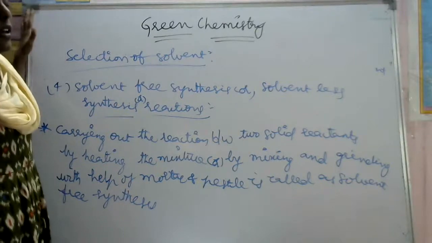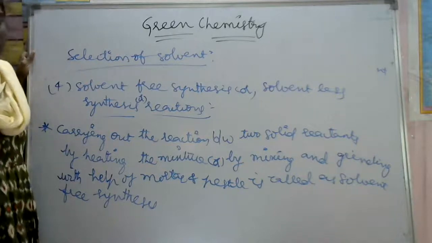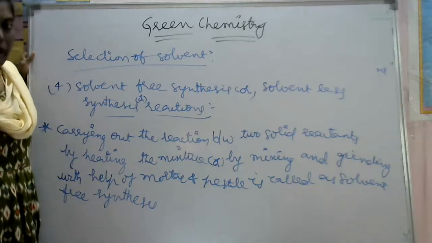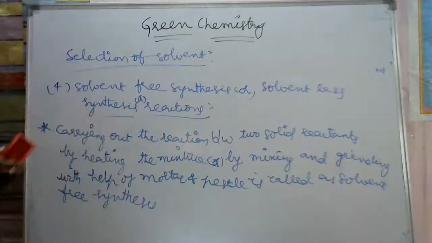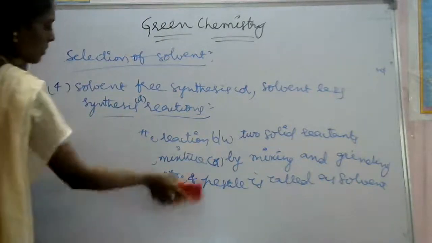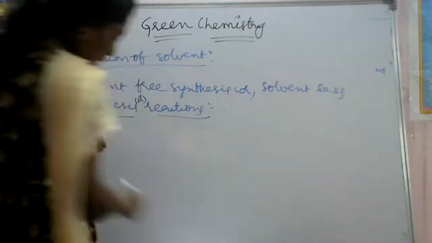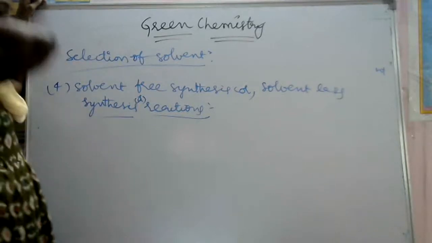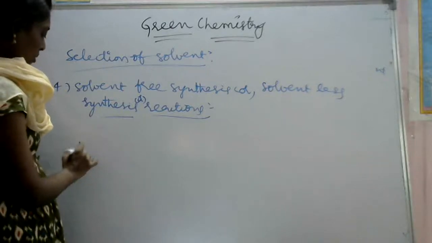We have to prepare the anthracene adduct by using this method. Solvent free synthesis. I hope you understand. Now let's see the example for this one. We have to take the benzophenone and reduce it to benzhydrol by using sodium borohydride. So we have to take the benzophenone.